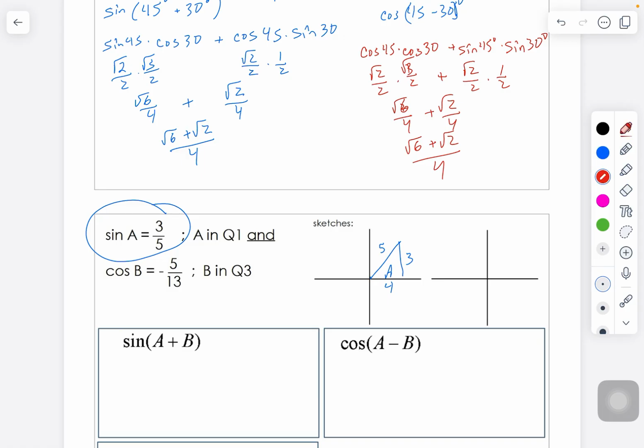Over here in the second one, I've got the cosine of B in the third quadrant, so that angle is going to make itself all the way to here.